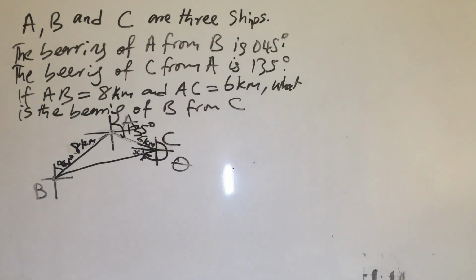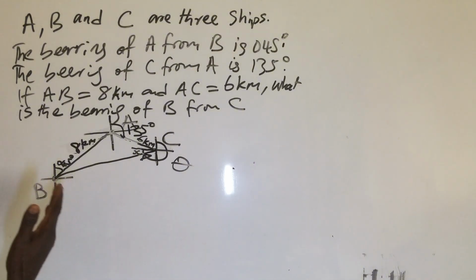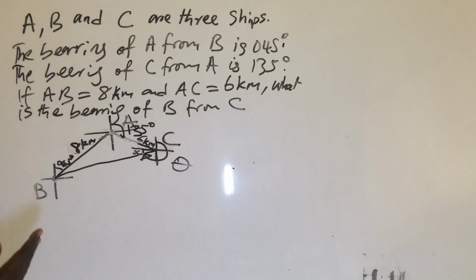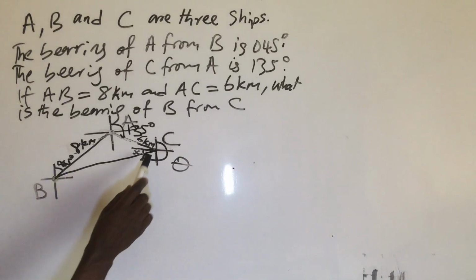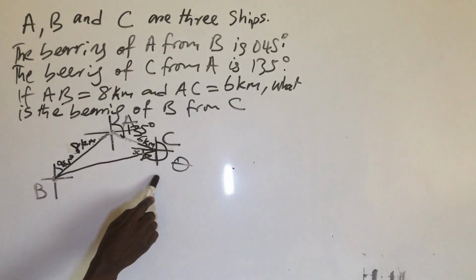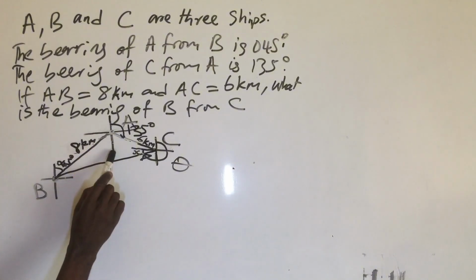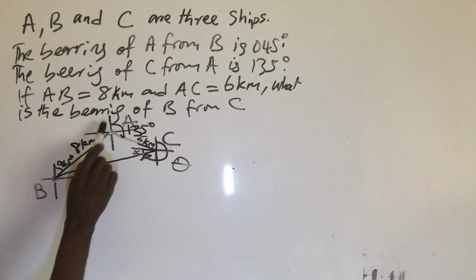So I want you to know something: we have to make use of alternate angles or corresponding angles in this question, because it will help us to get some of the angles. If you look at this line now, this straight line is parallel to this line, and this straight line is parallel to this line.